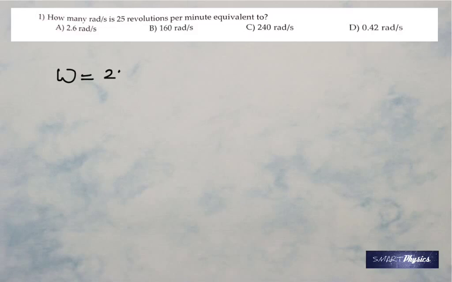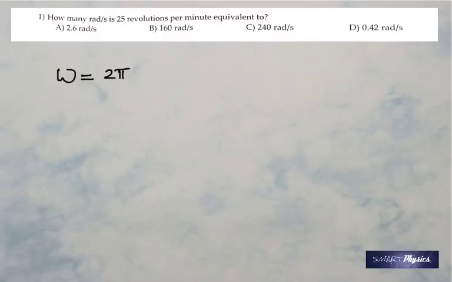Quiz questions on rotational motion. How many radians per second is 25 revolutions per minute equivalent to? One revolution is 360 degrees or 2 pi radians.